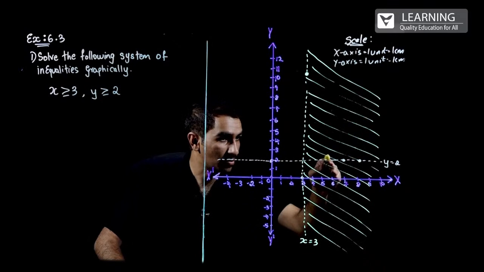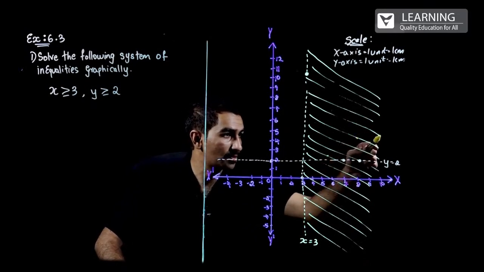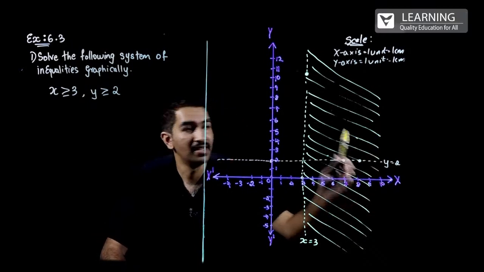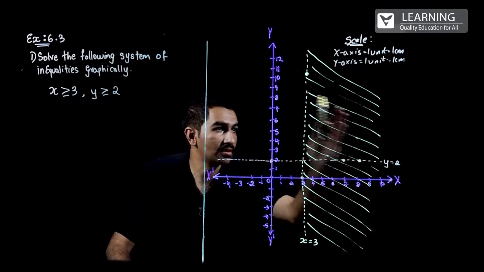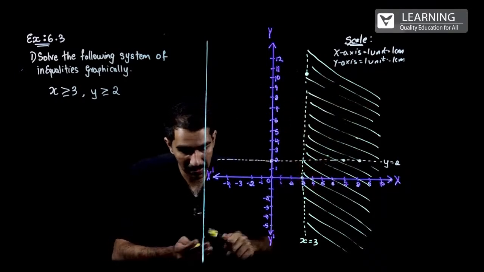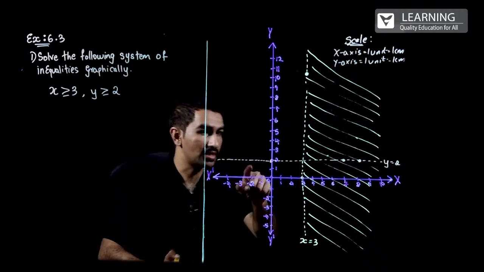Now you choose this point. What is x equal to? 6. Choose this point. What is x equal to? 8. Choose this point. What is x equal to? 10. So x equal to 3 is this line, and greater than 3 is this part, whatever I have shaded. Very similarly, y equal to 2 is the orange line.